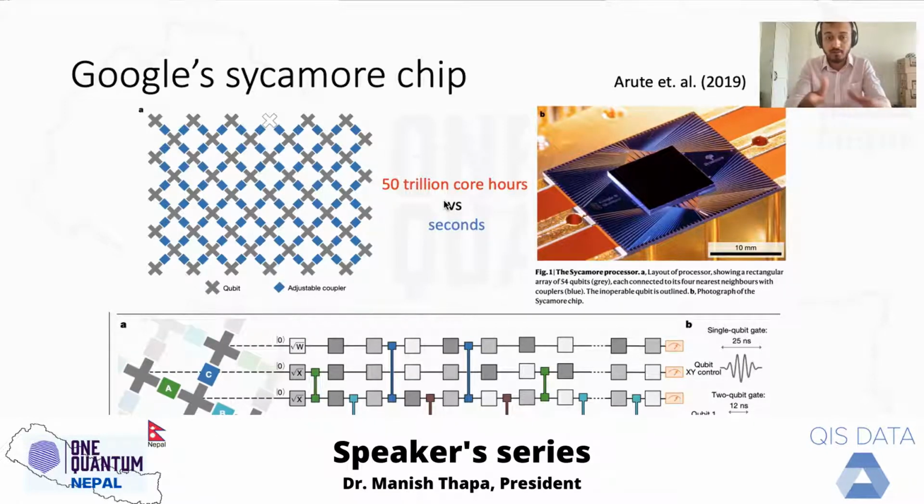So simulating this quantum circuit is extremely difficult for a supercomputer, and they could do it in a matter of seconds. Why could they do it in a matter of seconds with good result, or good accuracy? I mean, good fidelity, as we call it, because they could manipulate their qubits really well, extremely well.